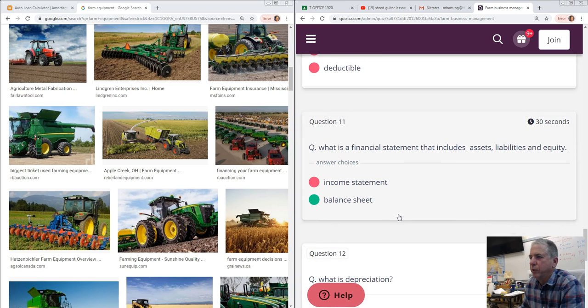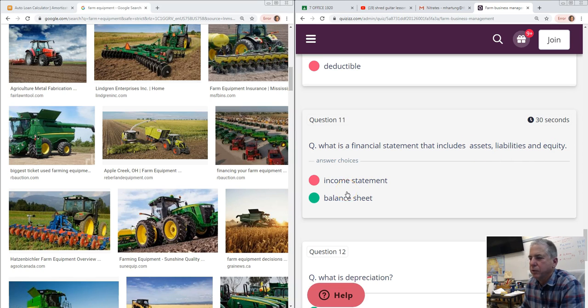Good. Number 11. What is a financial statement that includes assets, liabilities, and equity? That is known as a balance sheet. Balance sheet, and that's enough to know at this point. When you have a statement that talks about your assets, what you own, what you owe, and then what you have a claim to, or how much of these assets you've actually paid for, that is known as a balance sheet.